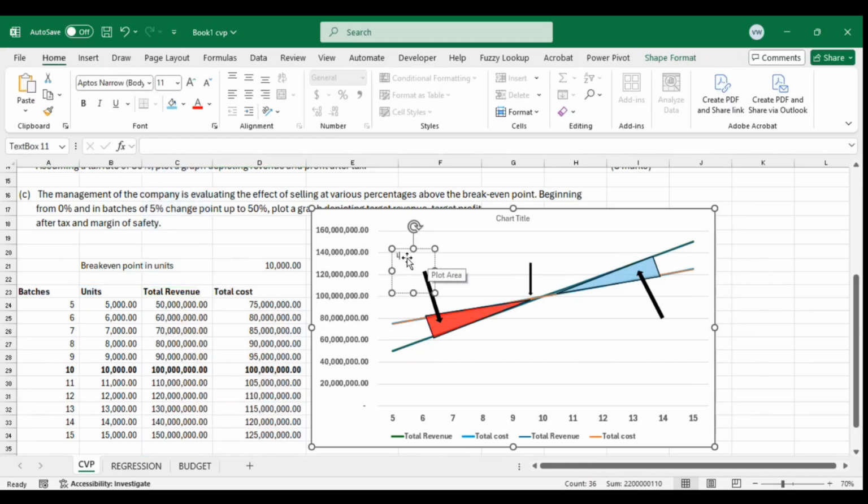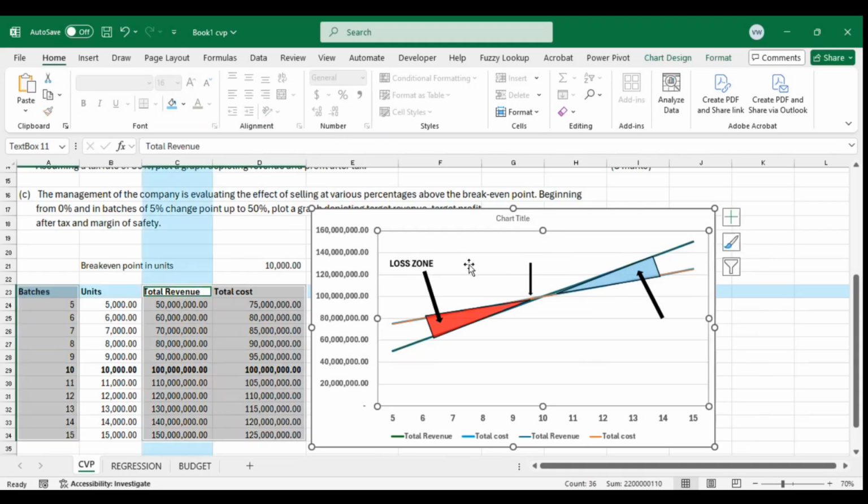This is the loss region. Or we can say the loss zone, just like the question said it. The loss zone. We can make our text bold and increase it in size. So that is the loss zone.